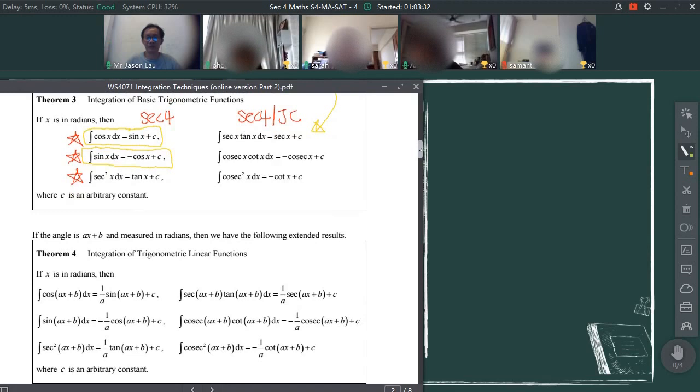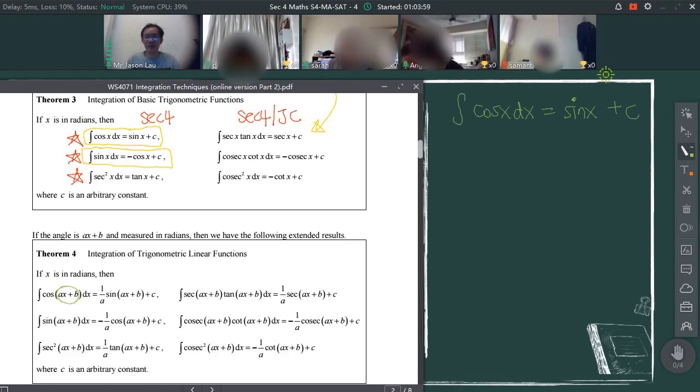Theorem 4. Now what's the difference? Not much difference. The only difference is that instead of the angle x, now the angle becomes ax plus b. I'll just show you one example. For example, integrate cosine, you get sine. Again, I don't want you to remember all these formulas. I just want you to remember something that triggers you to remember something else. You get the idea?